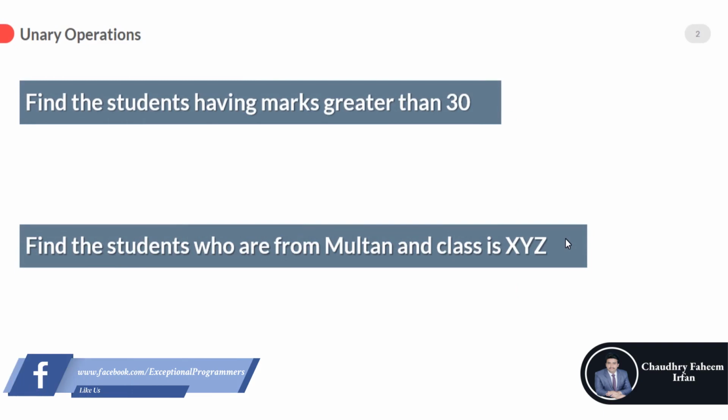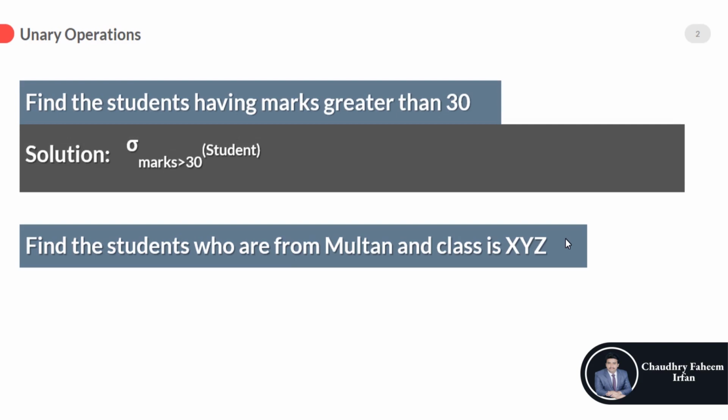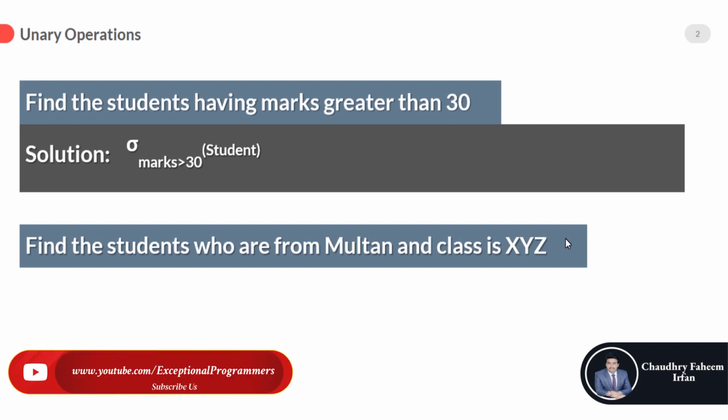Solution is sigma, which means select or selection, marks greater than 30, which is the condition or predicate, and student is the table name. So what will be the query? Select all from student, which is the table name, where marks greater than 30.